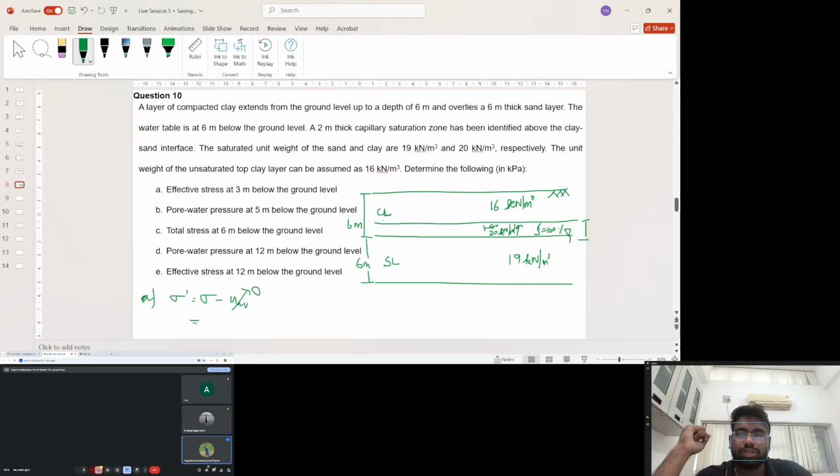So it is equal to the total stress. In this unsaturated zone we can ideally assume it as dry. So it is 16 into the depth, 3 meters, which is 48 kilopascal. All right, so this is option A, the question A.